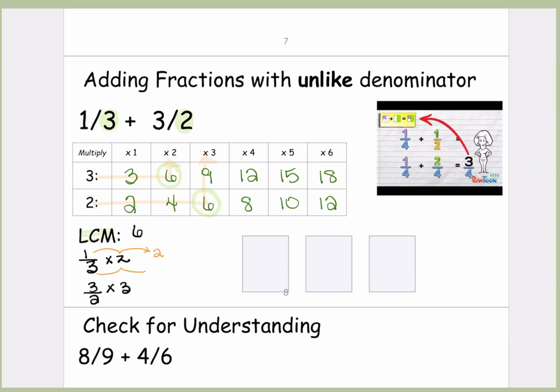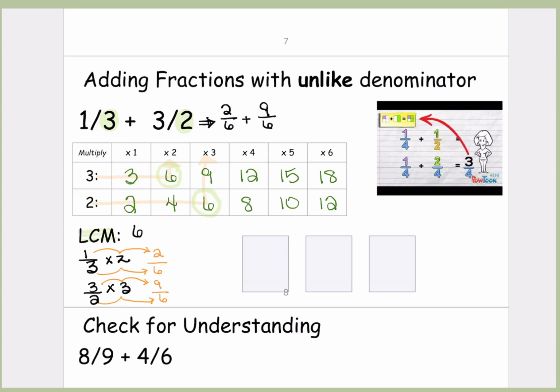3 times 2 is 6. 3 times 3 is 9. 2 times 3 is 6. So now we can see we have 2 fractions here that have the exact same denominator. So we have converted those two to 6 plus 9/6.